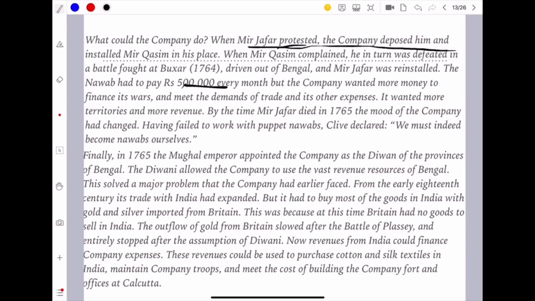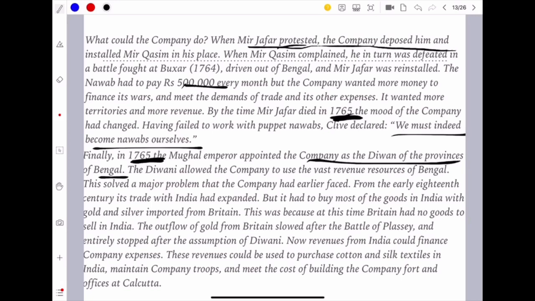By the time Mir Jafar died in 1765, the mood of the company had changed. Having failed to work with puppet Nawabs, they declared that they must become Nawabs themselves. Unhappy with puppet Nawabs like Mir Jafar and Mir Qasim, they said that we should become the Nawabs of Bengal. Finally, in 1765, the Mughal Emperor appointed the company as Diwan of the Provinces.